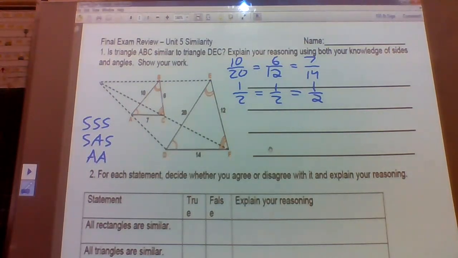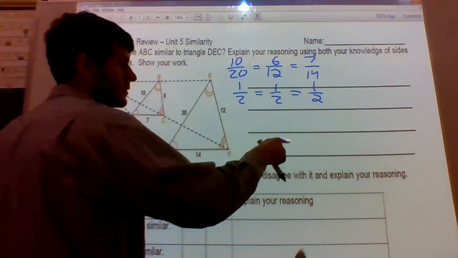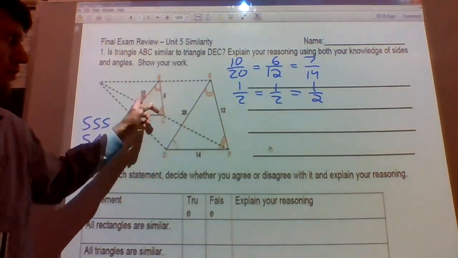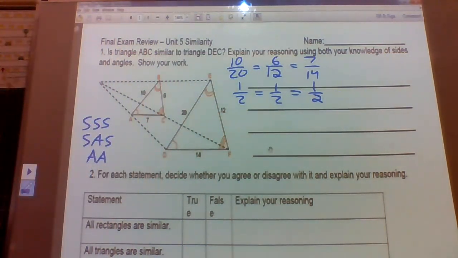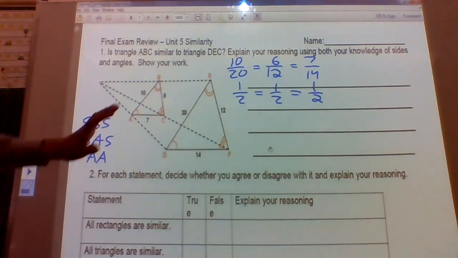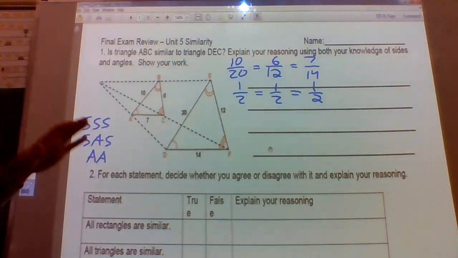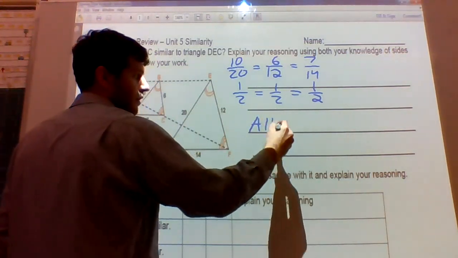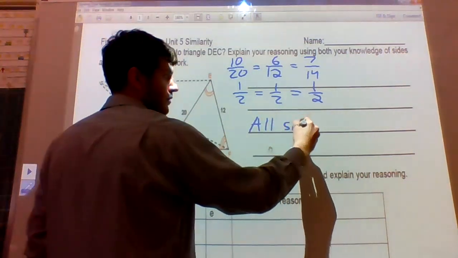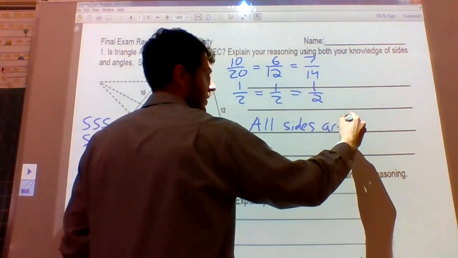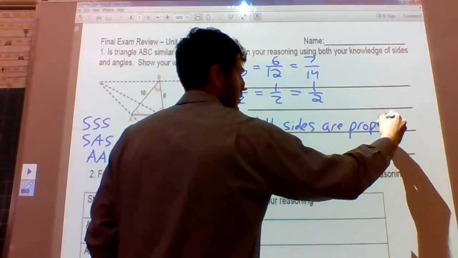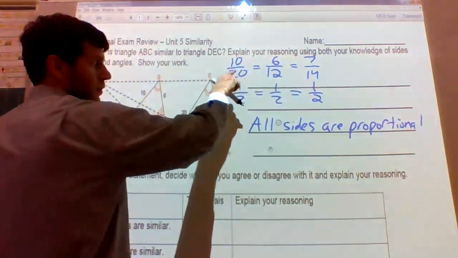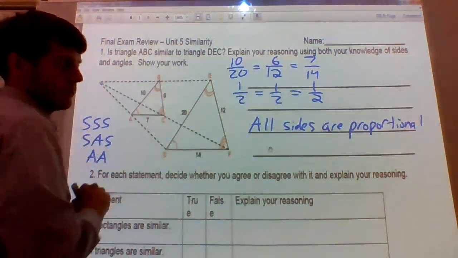Since those three sides are proportional, we could use side, side, side. And then we could use one of the angles between one of the pairs of sides as well for side, angle, side. So all three are going to work. So maybe our best explanation here is all sides are proportional, meaning that the ratios of the corresponding sets of sides are equal.